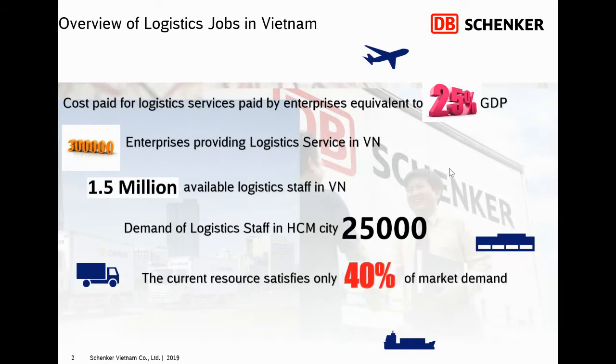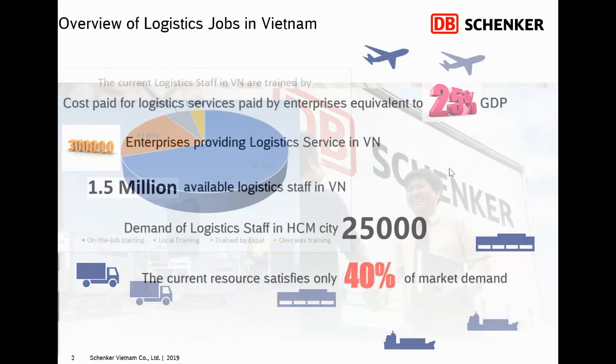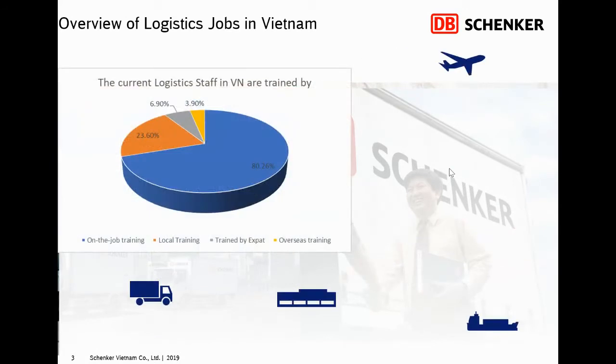Thus, you can know that the manpower for logistics in Vietnam is insufficient and also not strong enough. Why I said so? For the current logistics staff in Vietnam, according to the research, 80.26% of the staff are trained by daily job. It means that they have not joined any official training courses for logistics. They learn from daily job to become logistics staff.